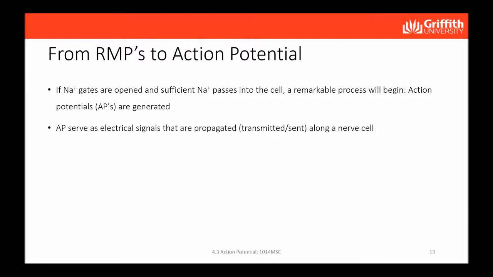A neuron generates a nerve impulse only when adequately stimulated. The stimulus changes the permeability of the neuron's membrane to sodium by opening specific voltage-gated channels on the axon. If sufficient sodium diffuses into the cell, an action potential is generated. Action potentials serve as electrical signals that are propagated over long distances along a nerve cell.